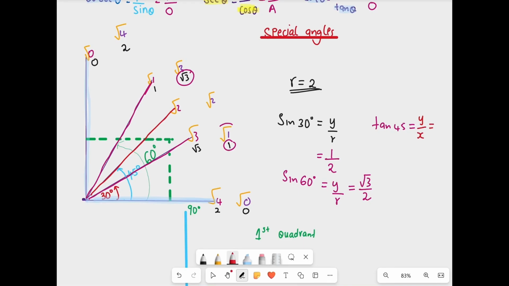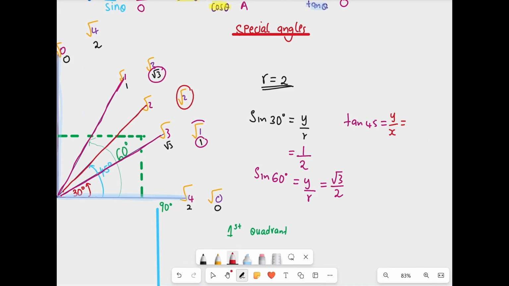So what is y here? Y is root 2. So it's root 2 over, what is x? X is also root 2. So it is root 2 over root 2. So tan 45 is the same as 1.